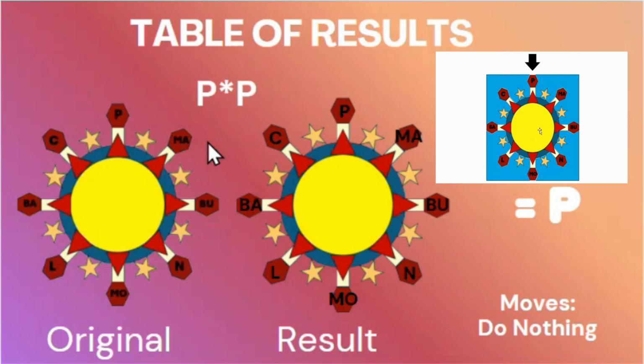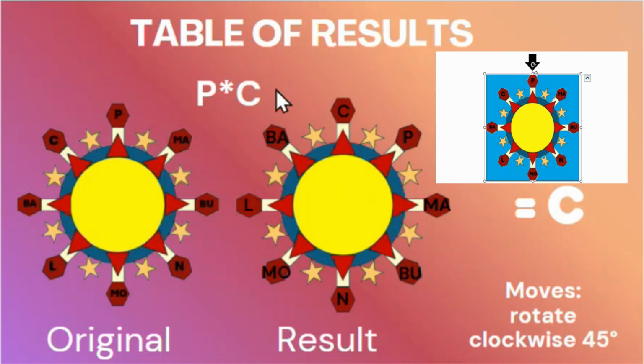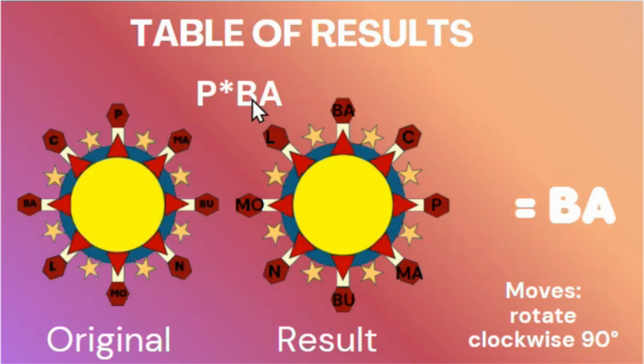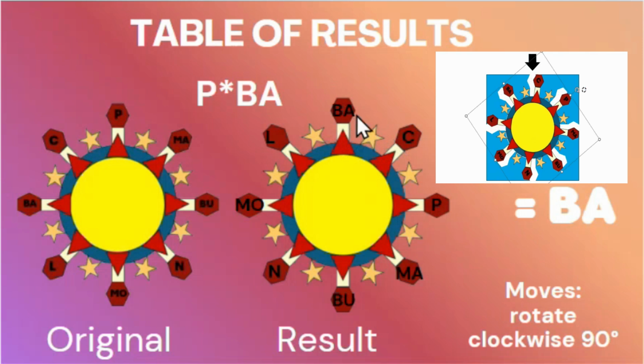If we operate P star P, since P means do nothing, it is equal to P. For P star C, we need to rotate it clockwise 45 degrees. So the result will be C. The next one, P star BA. We need to rotate our model 90 degrees. So it will become like this. Then the result will be BA.